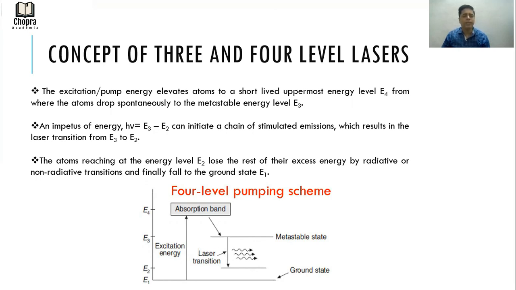So you see here in the four-level pumping scheme, atoms are pumped from E1 to E4, and immediately the atom falls down from E4 to E3, undergoing spontaneous emission. So these are the incoherent photons. Now E3 to E2 is where stimulated emission occurs and you get coherent photons. Once this transition is over, we have the laser action, laser transition with us. Now from E2 to E1, atoms fall down on their own. So this is all about the concept of the four-level pumping scheme.